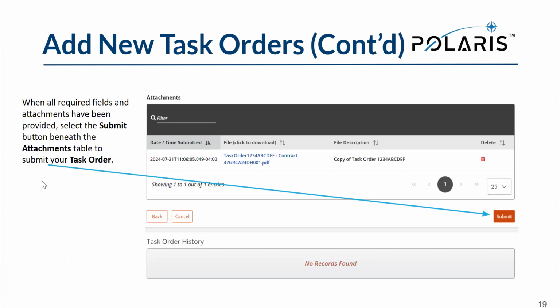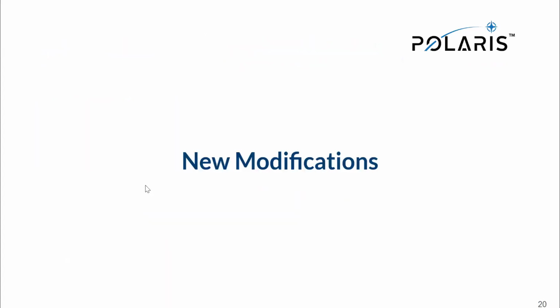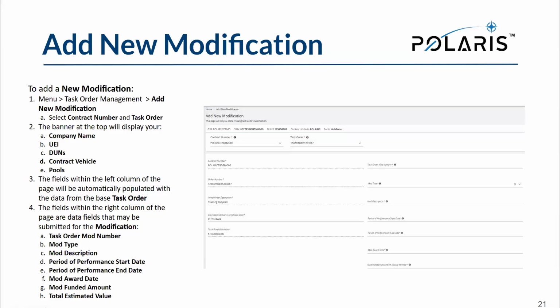Let's now take a look at how new mods are manually entered into SRP. Similar to adding a new task order, to add a new mod, you would navigate to the home page, go to the menu bar, and select Task Order Management. From the options, you select Add New Modification, and you'll be required to provide a contract number. You would also need to select the appropriate task order to proceed.